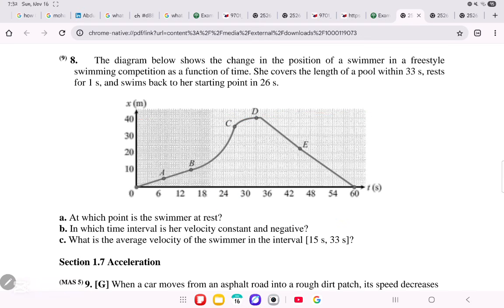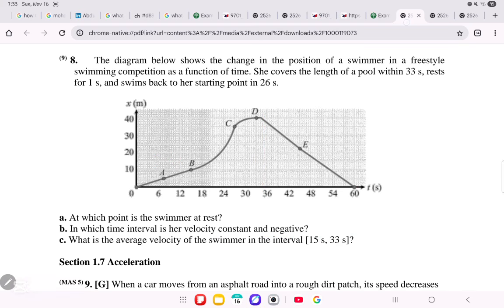In which time interval is her velocity constant and negative? So, looking at my graph, here it's constant, but it's positive because my slope is increasing. Here it's not constant, it's curved. Here it's also curved. At D it's a 0 velocity. And then from this time over here, which I'm going to assume is 34 seconds, till 60 seconds, we have a constant straight line. That's decreasing. That means it's a constant velocity and it's negative. At which time intervals? At the time intervals 34 seconds and 60 seconds.